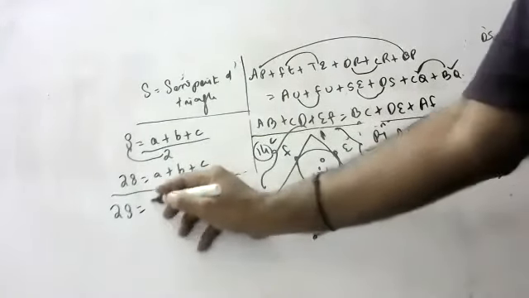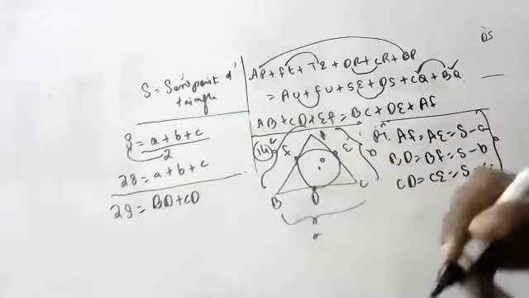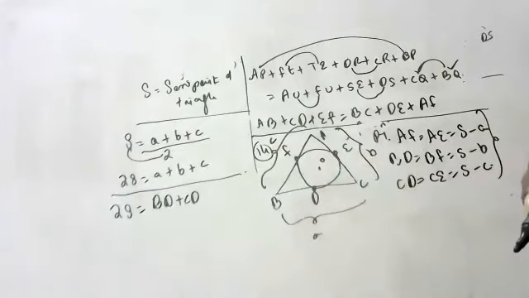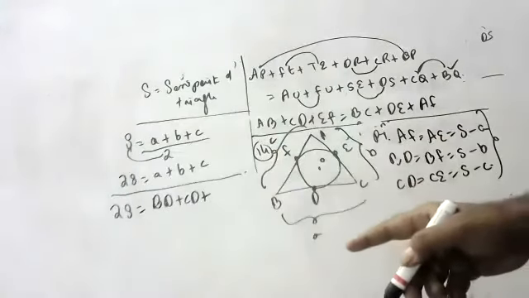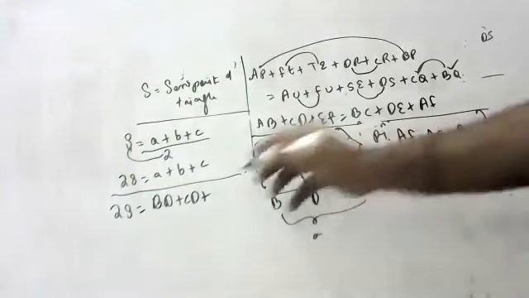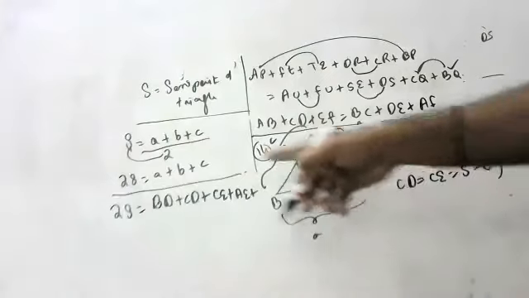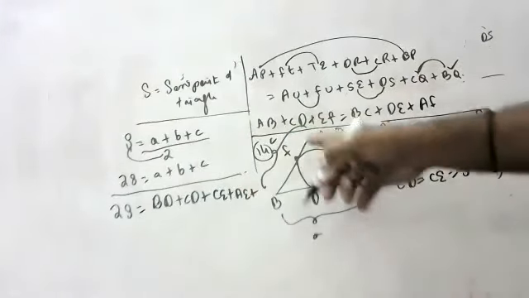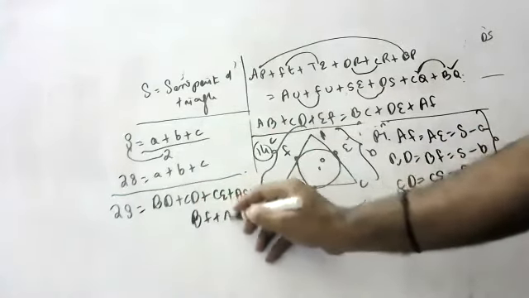Sir, a can be written as BD plus CD. And b can be written as CE plus EA. And c can be written as BF plus FA.